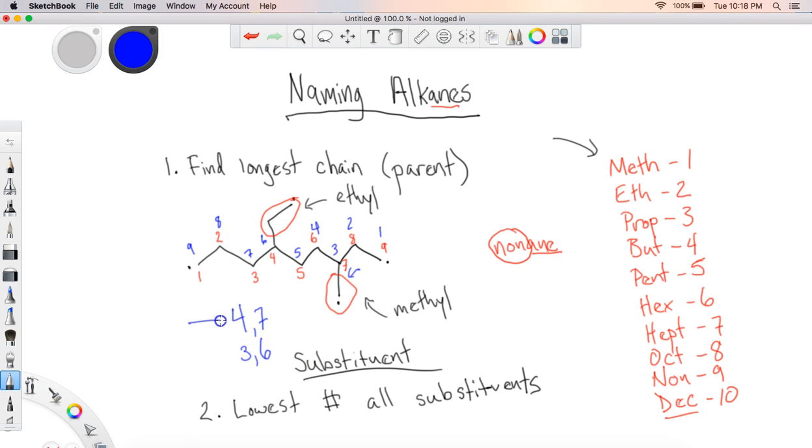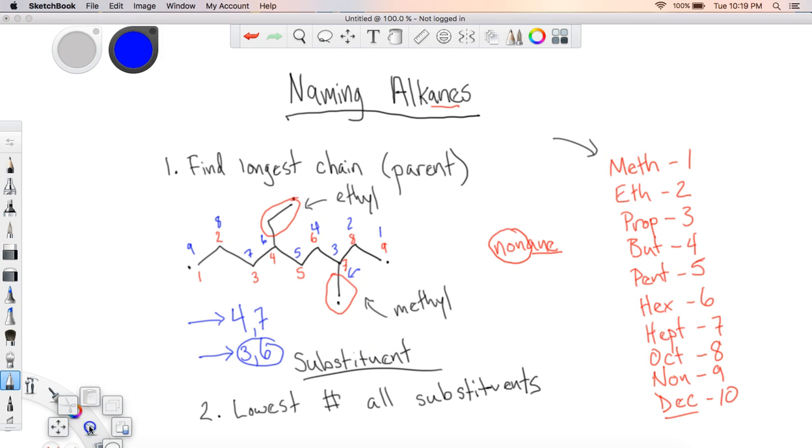You simply look at the possible sets of numbers, 4 and 7 or 3 and 6, and you pick out the set that offers the lowest possible numbers, so 3 and 6. So if I were to write out the full proper name of this compound here, I would be dealing with a 3-methyl and a 6-ethyl as far as the substituents.